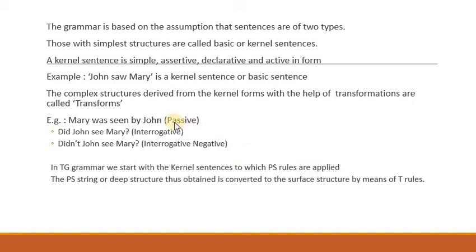So when you unearth the deep structure, that is, when you unearth the PS string, the phrase structure string, we convert it to the surface structure by applying T rules. I hope that it was clear. Let me illustrate it further with the help of another slide.